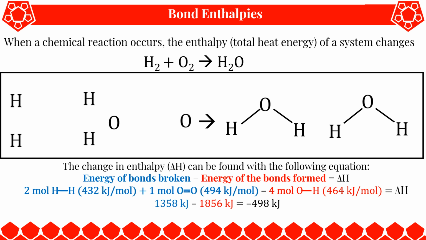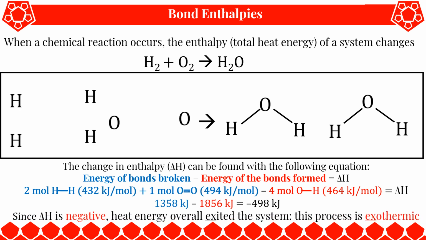So our change in enthalpy is negative. That means heat energy overall exited the system. It left the system. That's why it's negative. Exit, negative. And so this process is called exothermic. Right? Now you'll notice we had to put some heat energy in to get this started, and we got some heat energy out. In this case, the heat energy we got out is bigger than the heat energy we put in, which is why it's overall exothermic.